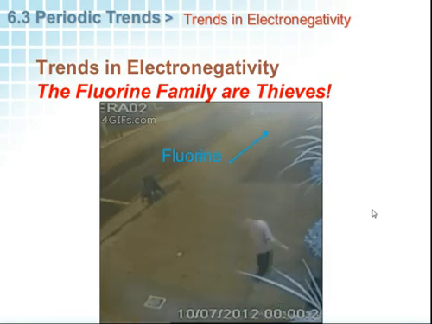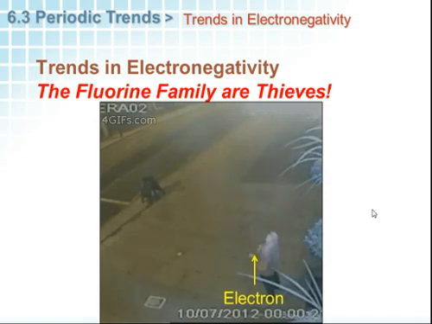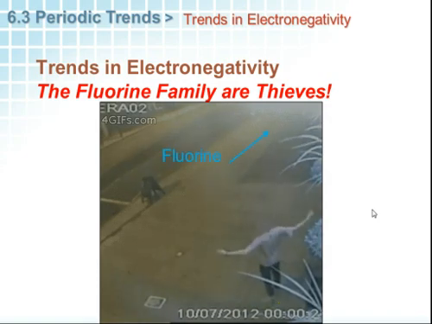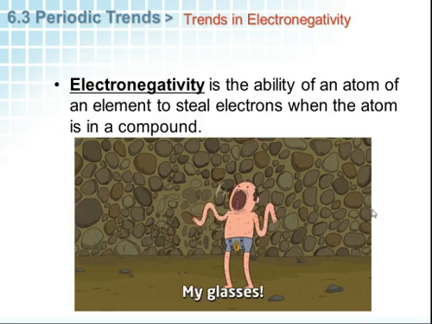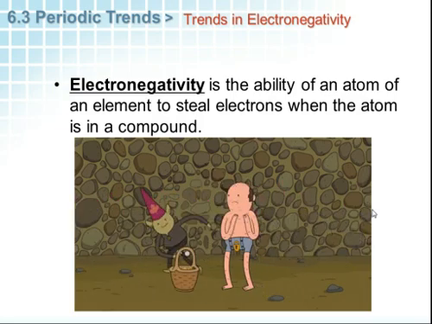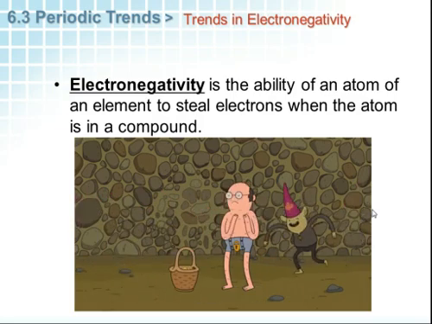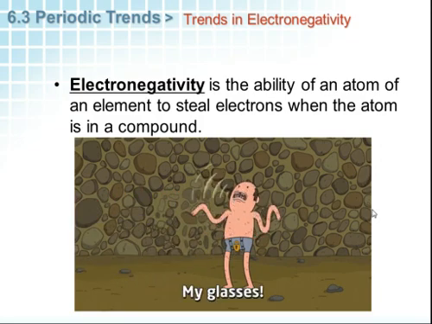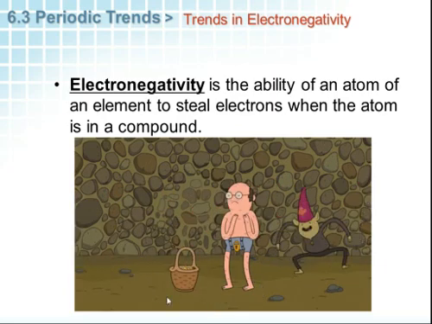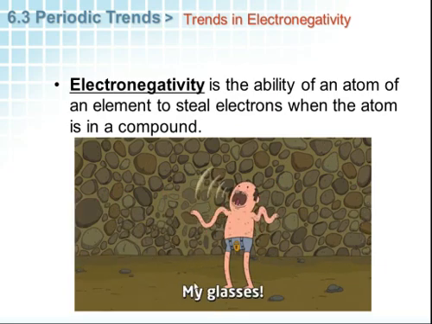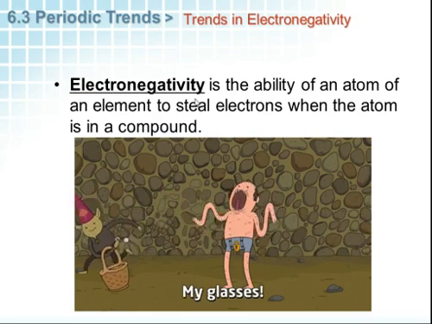Okay, fluorine is a terrible, terrible person. He thieves all the time. Look at him go, stealing this poor guy's phone, or excuse me, his electron. Okay, see his electron there? Boom, gone. There goes fluorine with it. Okay, so electronegativity is the ability of an atom to steal electrons from another element when it's in a compound. I should probably change this to say my electrons. Okay, but here he is stealing glasses in a basket, and we'll say that basket's full of electrons there. Okay, so electronegativity, it's what is your ability to steal.